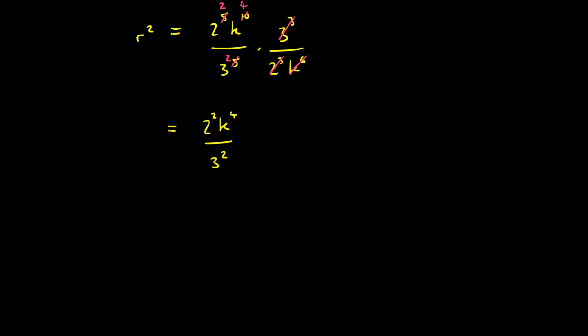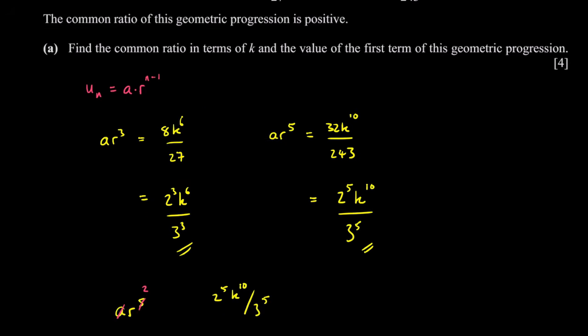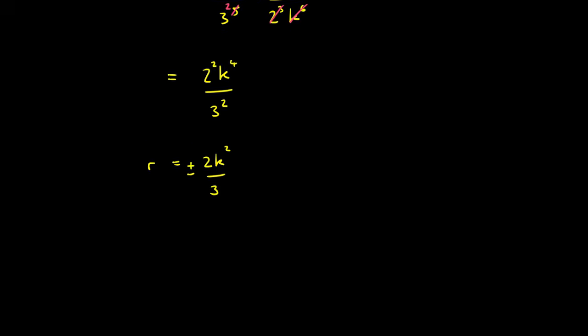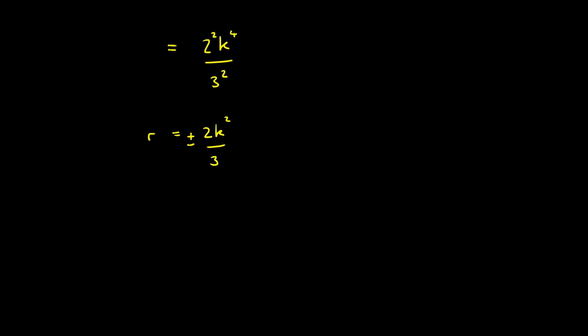And so therefore, if I square root both sides, r will be equal to 2 times k squared over 3. And we could have plus or minus, but if we just read the question, we're told that the common ratio is positive. So we're just going to say that r is equal to 2k squared over 3.